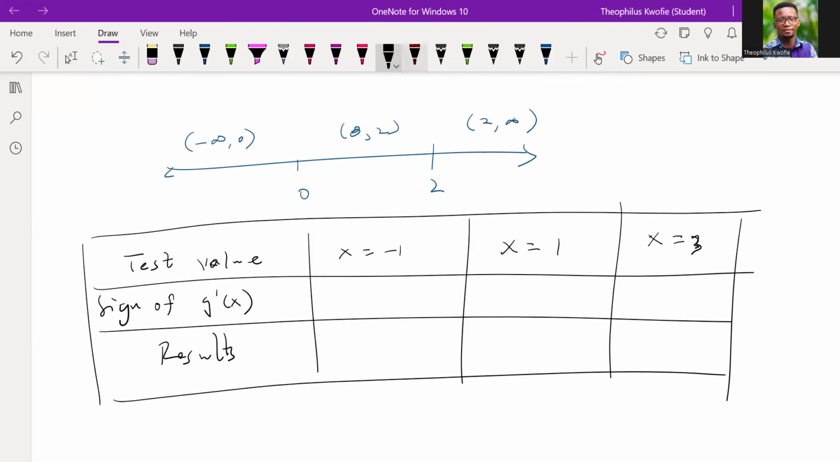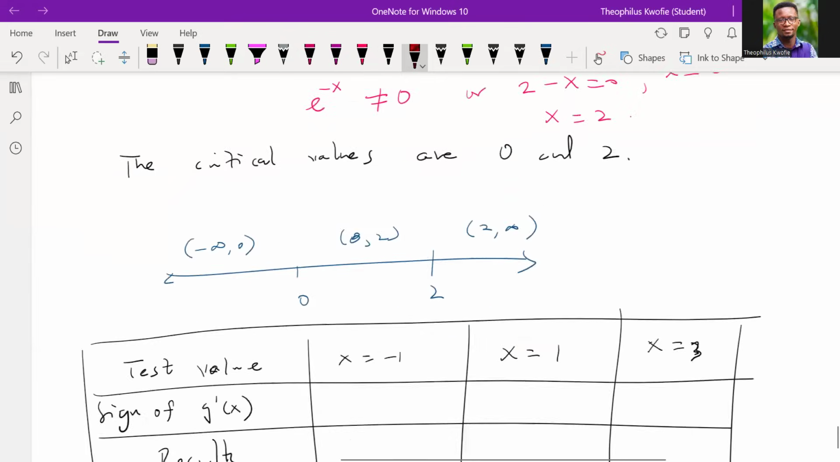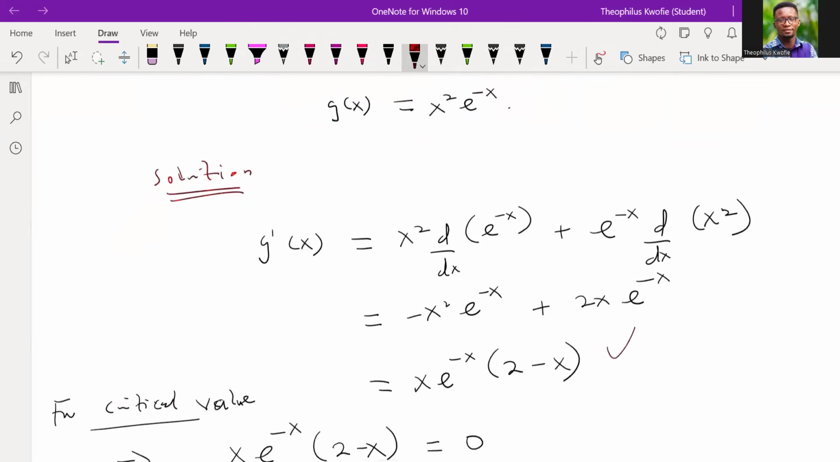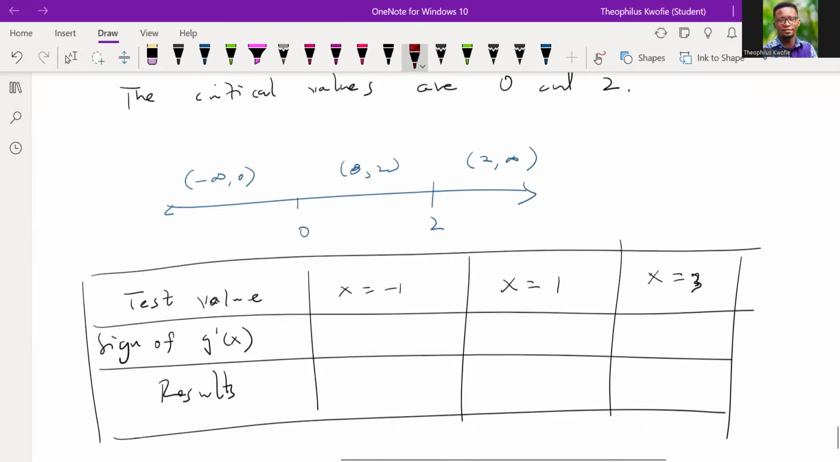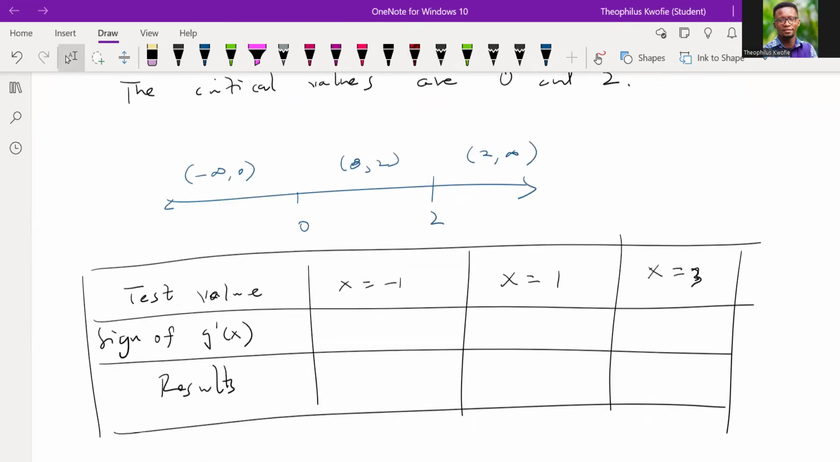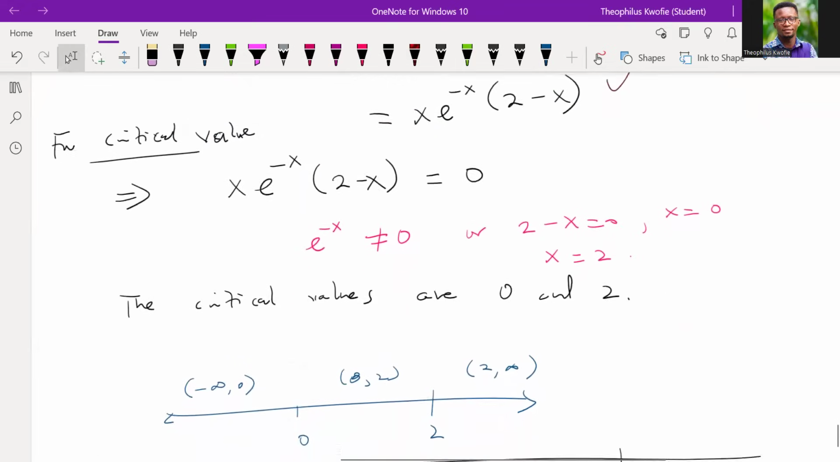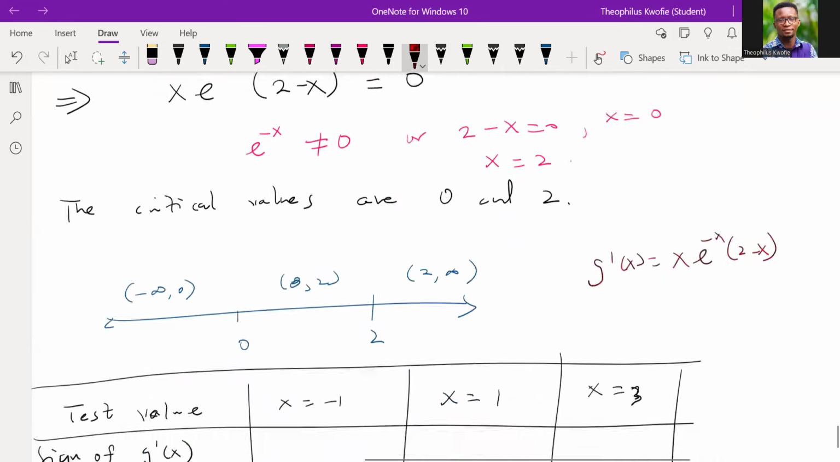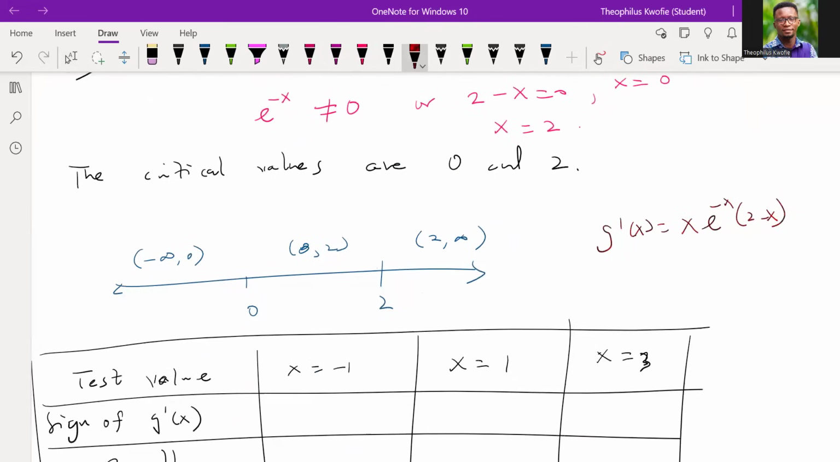All right. Now let's plug these values into g prime of x. Remember, this is our g prime of x, so that's what we're going to use. We plug it in. We have g prime of x to be x multiplied by 2 minus x, okay? So for the first one, when x was -1, let's try.